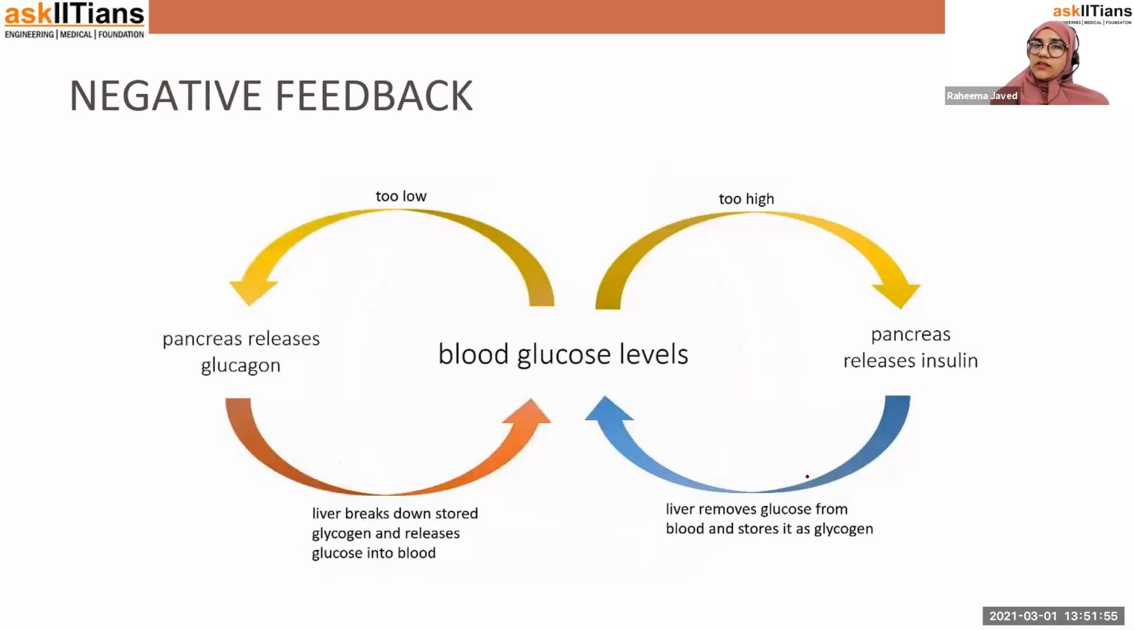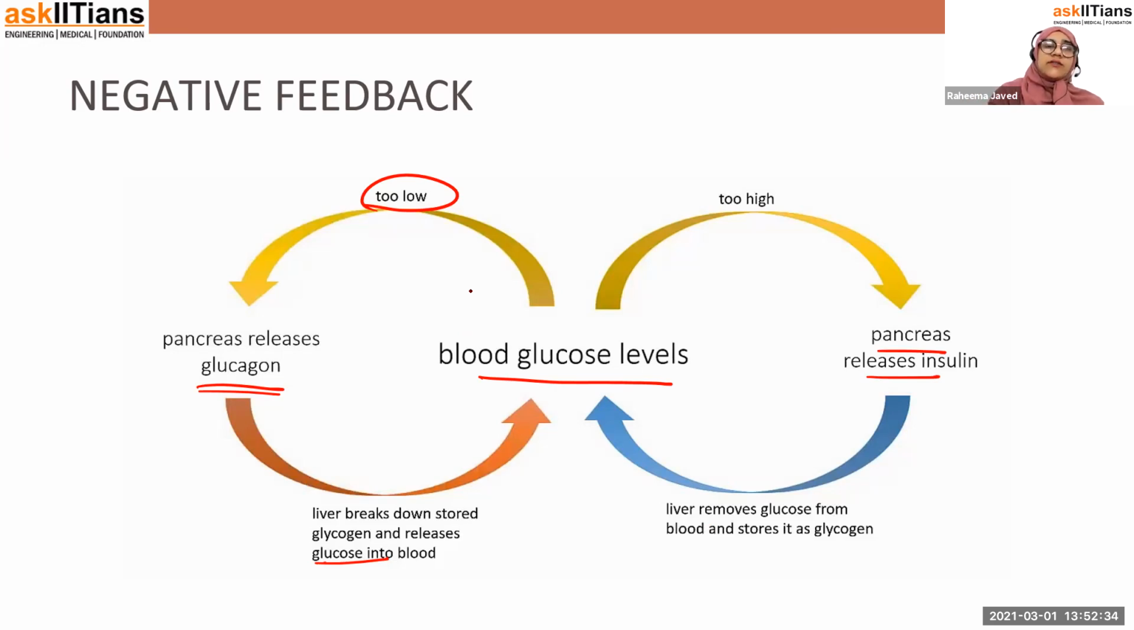The negative feedback is just the opposite. For example, if the blood glucose level is too low, the pancreas will release glucagon, and the glucagon causes the breakdown of glycogen in the liver to release glucose. But if it is too high, then it will cause the release of insulin, and insulin will cause the removal of glucose from the blood, and it will be stored as glycogen in the liver. This is how the blood glucose level is maintained in the body by both insulin and glucagon.